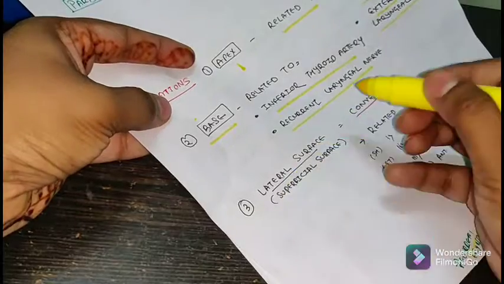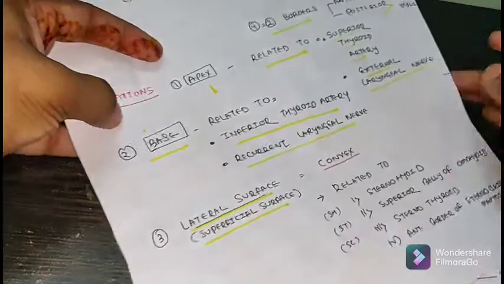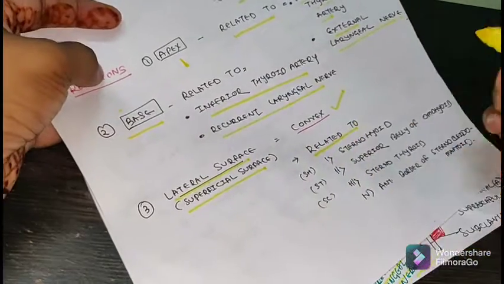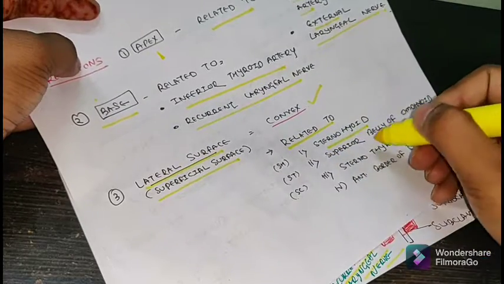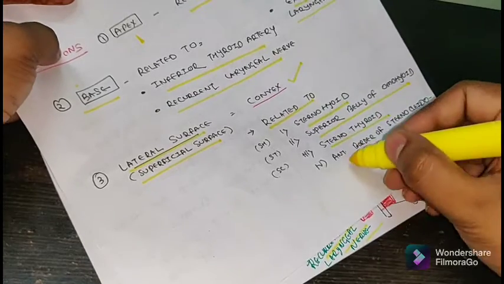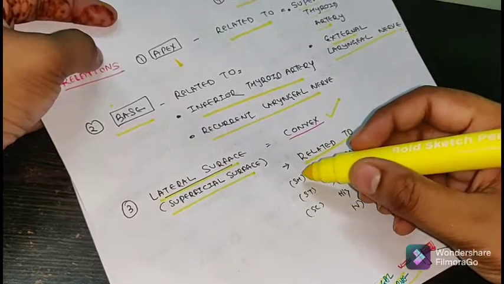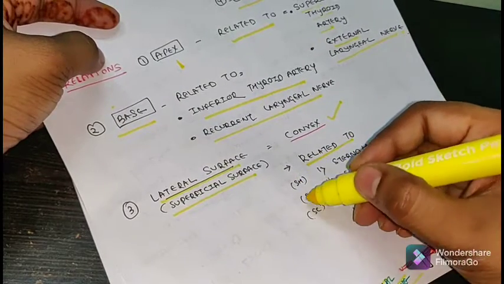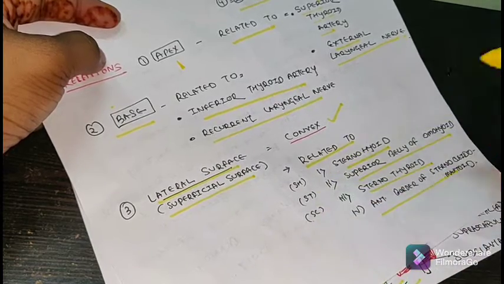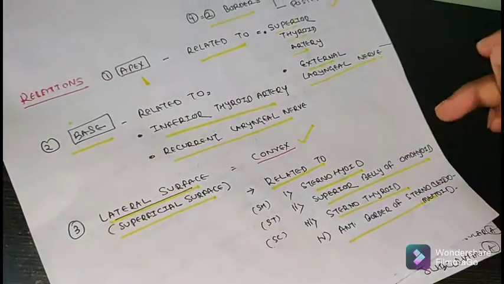And next, coming to the surfaces. This is the lateral surface, the superficial surface, which is convex, and it is related to sternohyoid, the superior belly of omohyoid, sternothyroid, and the anterior border of sternocleidomastoid. We can make a mnemonic here like SH, ST and SC, that is sternohyoid, sternothyroid, sternocleidomastoid, and only one is the omohyoid.